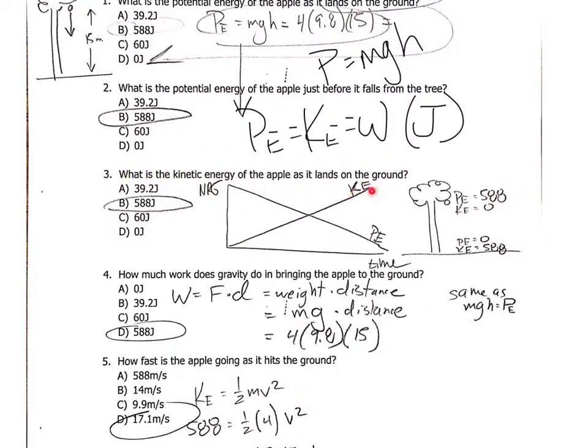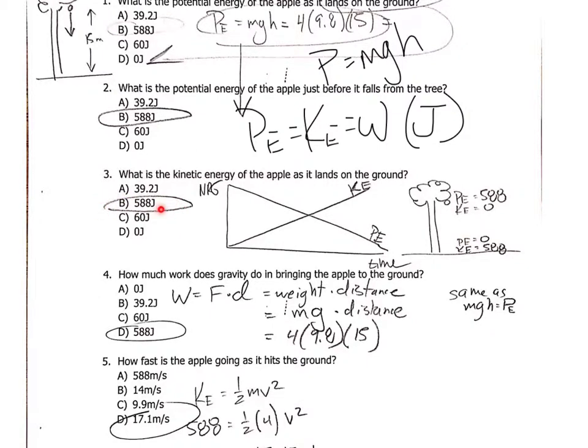What is the kinetic energy of the apple as it lands on the ground? You just have to kind of know that all this potential energy will have turned into kinetic energy by the time it lands on the ground. There was no calculating involved here.